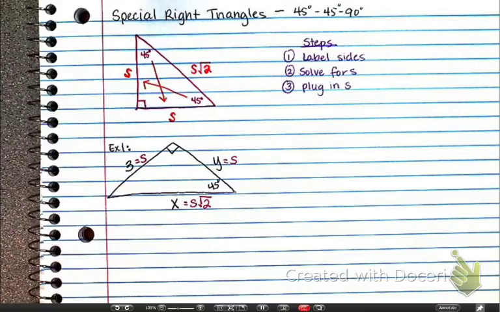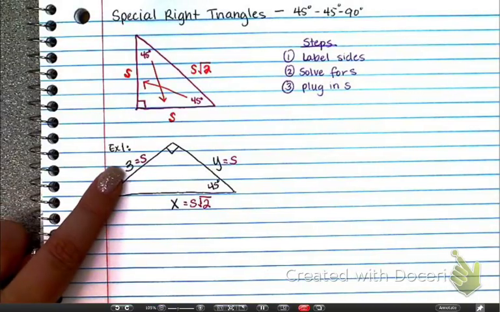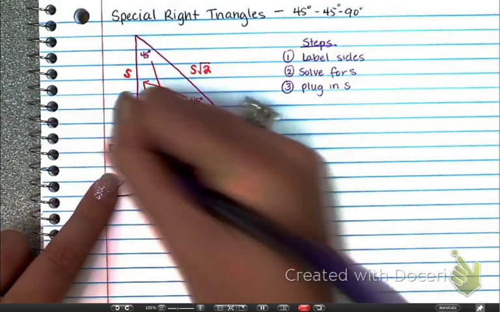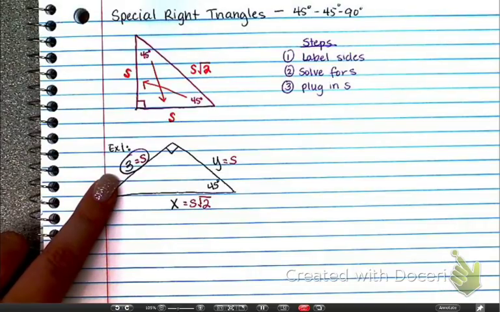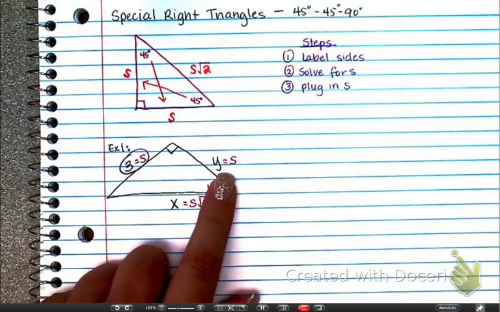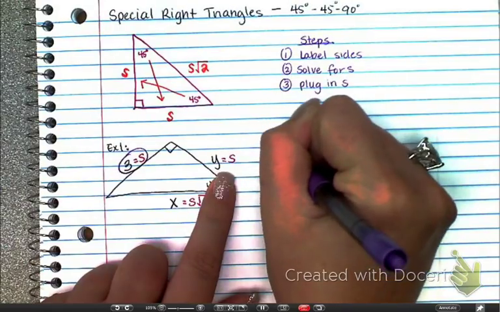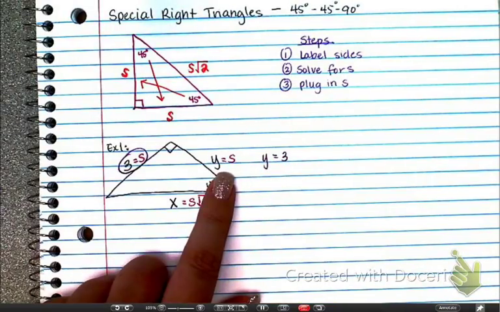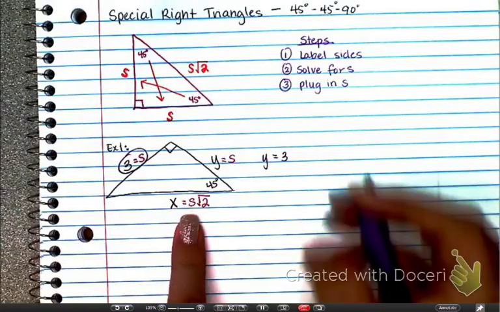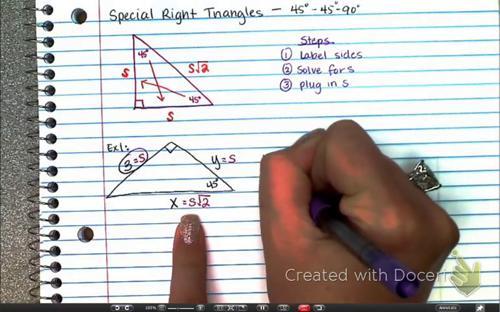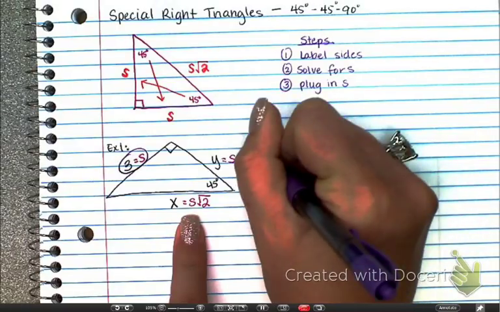Our second step is to solve for S. So we either need to solve one of these equations, or we notice that S is already solved for. I know a value for S. S is 3. So I'm going to circle that because that's information that helps me. Step 3 is to plug S in. So if S is 3, then y equals 3, because y equals S, and we know S is 3. If we plug S in for x, we get 3 square root of 2.